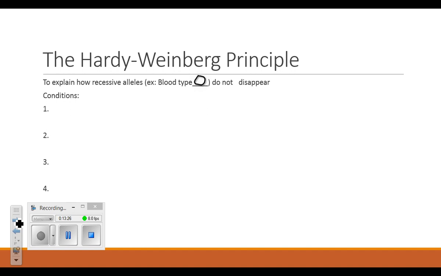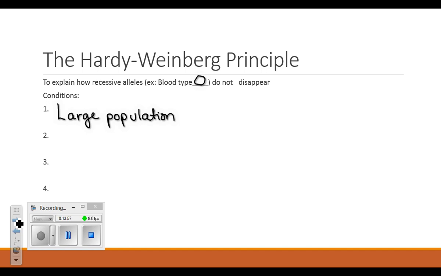So, the Hardy-Weinberg principle, which I'll show you is really based on a set of equations, is based on some conditions being true. These conditions are tough to meet, and that's kind of what our lab will be about, how tough it is to meet these conditions. The first one is that it has to be based on a large population.